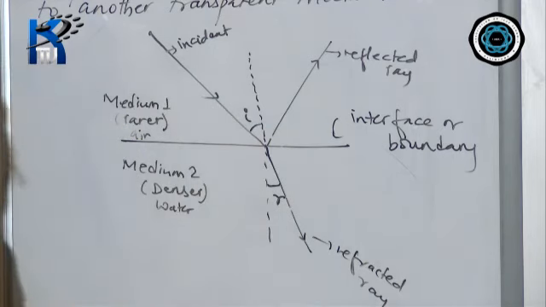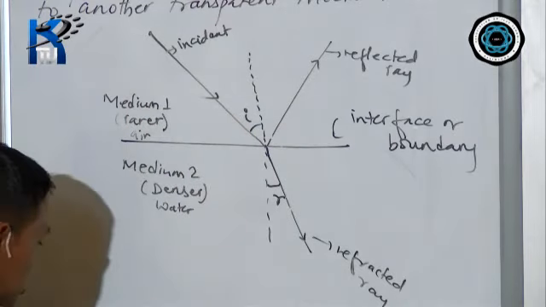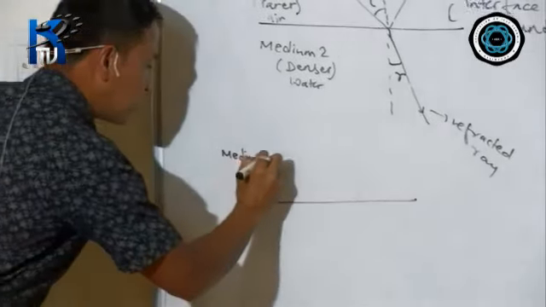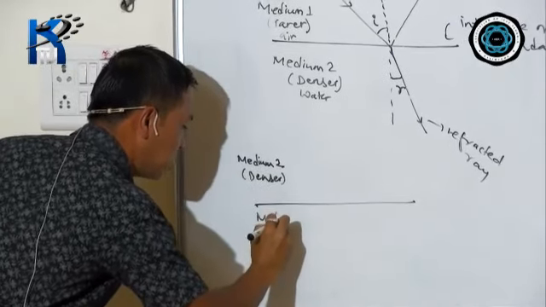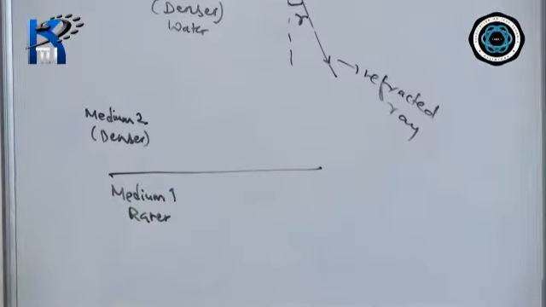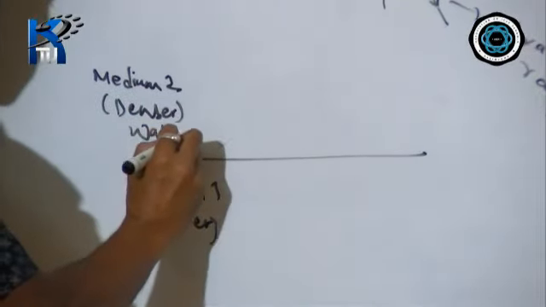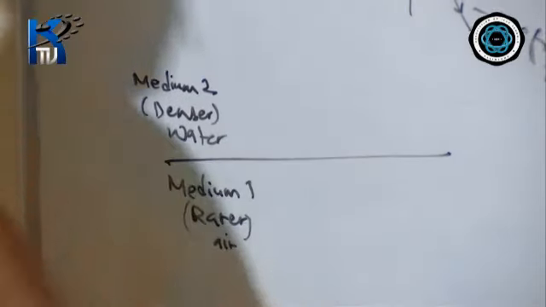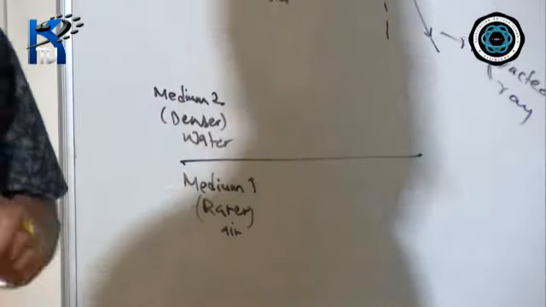Now I take another case, where light passes from a denser to a rarer medium. That case also I can show in a diagram. Let me take this as medium 2, and that medium is a denser medium. Let me take this as medium 1, and that medium is a rarer medium. Let me take the opposite case: the denser medium I take as water, and the rarer medium I take as air. That means this time the light passes from water to air, that is, from an optically denser medium to an optically rarer medium.